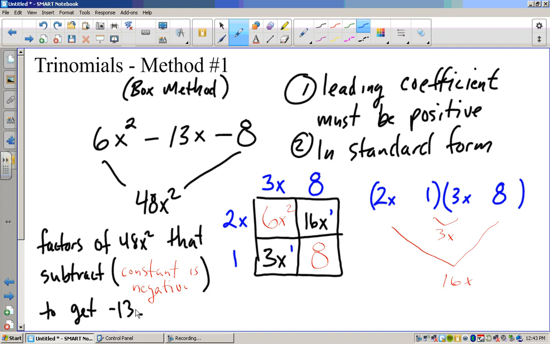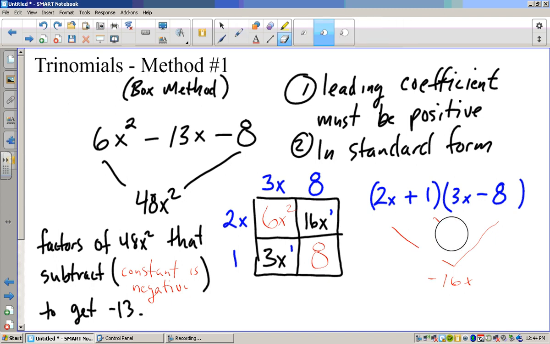I need a negative 13. So I have to think, what do I have to do with 3 and 16 to get negative 13? Well, if I do 3 plus 16, that gives me 19. That doesn't work. If I do 16 minus 3, that gives me 13, but I need a negative 13. So what I need to do is have a positive 3 and a negative 16 to give me a negative 13. So when I assign those, the positive 3 came from this product here, so I put a positive here. The negative came from the outside product, so that goes on the outside multiplier.